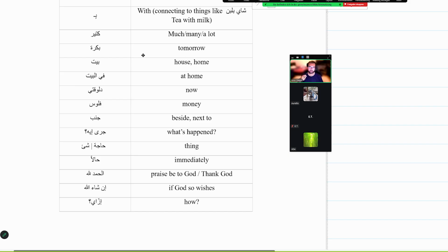Bukra means tomorrow. Beit is house or home. Fil beit, at home. Bilwaqti means now. Filus means money.